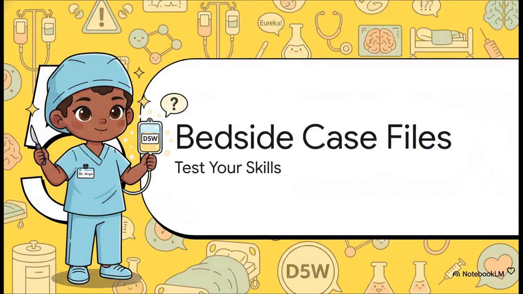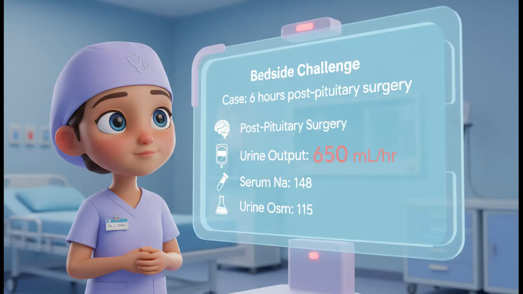Okay, you have the knowledge, so let's put it into practice. We're going to run through a classic high-yield scenario that I can almost guarantee you'll see both on your exam and in real life. So picture this. You get a call. Your patient is 6 hours post-op from pituitary surgery, and they are just pouring out urine, 650 milliliters in 1 hour. Their sodium is climbing, and when you check their urine, it's incredibly dilute.